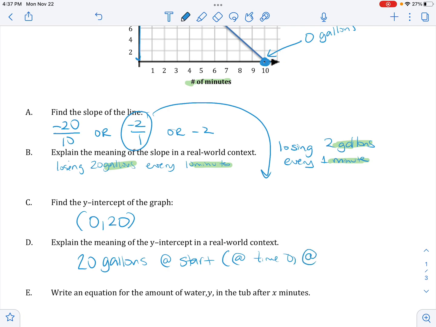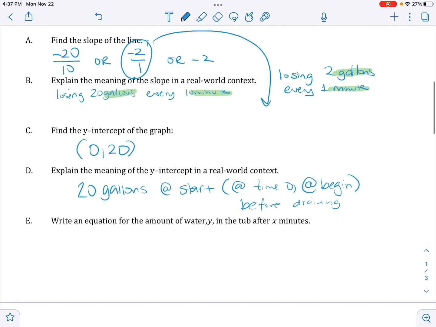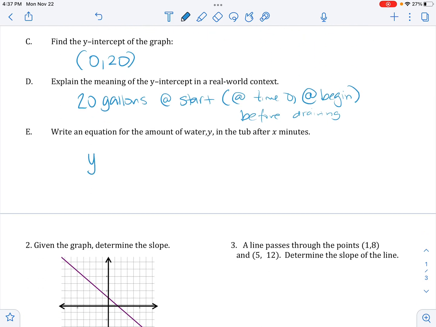at the beginning, before draining, the capacity of the bathtub. You can say any of those things. All right, and now it says write the equation. So we've got the beginning, which is 20, and we're losing 2 gallons.